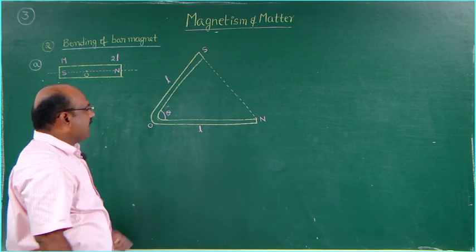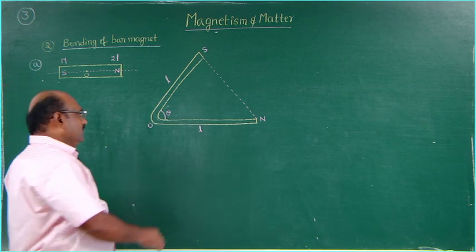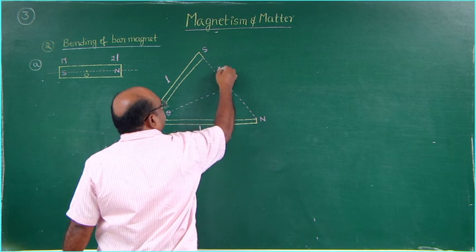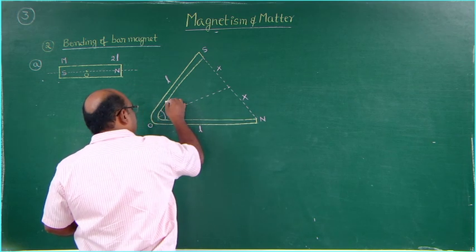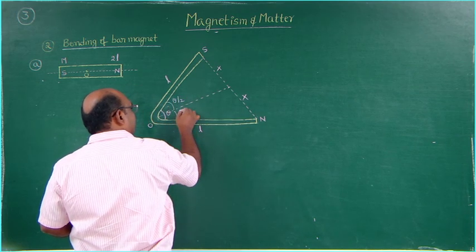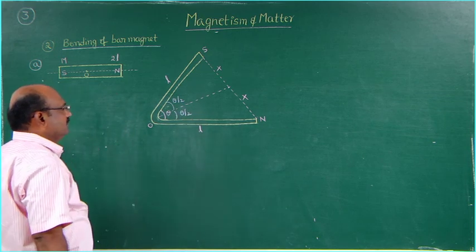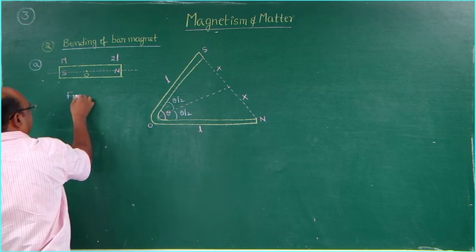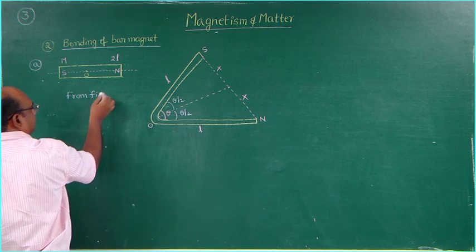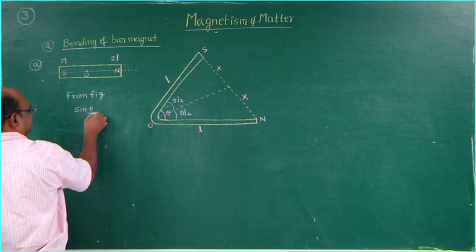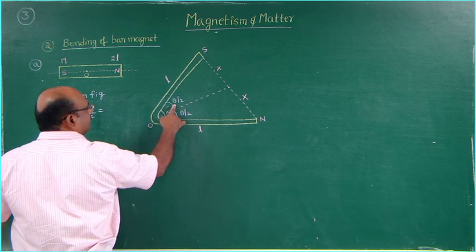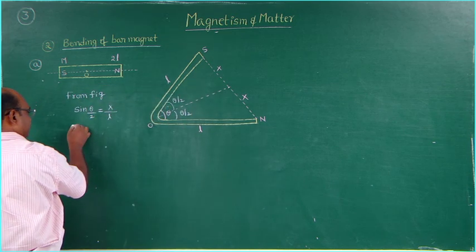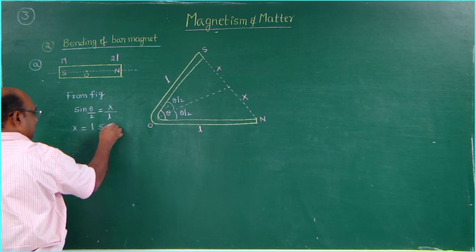And we have to find the new magnetic moment after bending like this. Here, if you make a line, suppose it is x, this is also x. This angle is half, that is theta by 2, this is also theta by 2. And here we have one triangle. See the triangle from the figure. Take sine theta by 2. Sine theta by 2 means opposite by hypotenuse, x by L. Therefore, x is equal to L sine theta by 2.